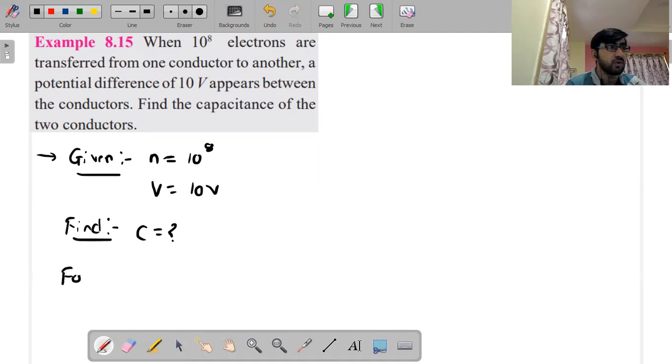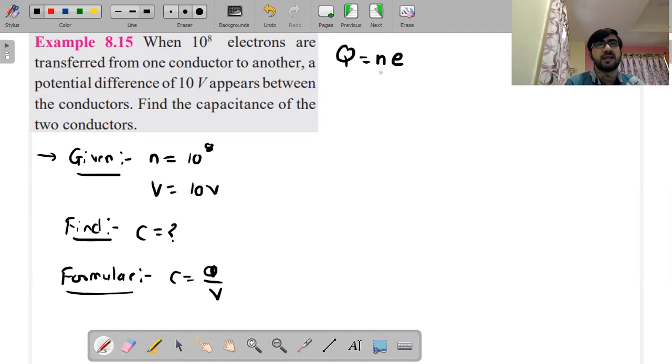Which formula we are going to use? So it is very simple thing. First of all, we will need C is equal to Q by V for sure, but we will need an extra formula for Q. कितने इलेक्ट्रॉन ट्रांसफर किए हमने n, हर एक इलेक्ट्रॉन पे चार्ज कितना e, तो टोटल चार्ज कितना हो गया n into e. So that is what you need to understand. You are transferring 10 power 8 electrons and charge on each electron is e, that is 1.6 into 10 power minus 19 coulomb. तो टोटल चार्ज कितना हो गया Q इक्वल टू n into e.